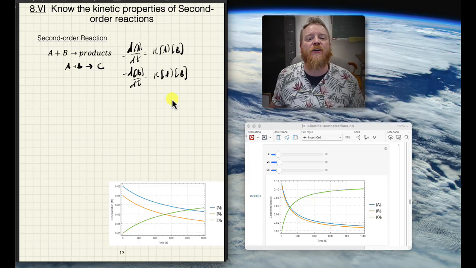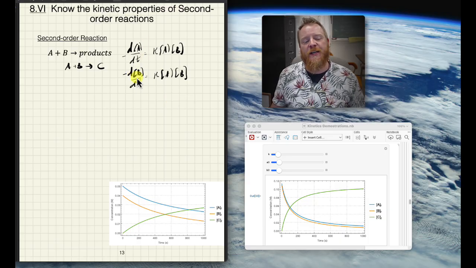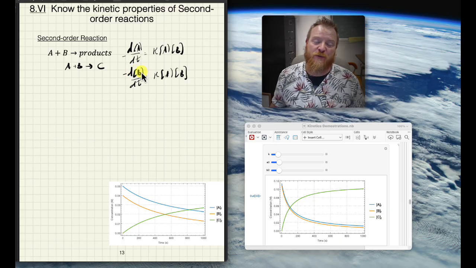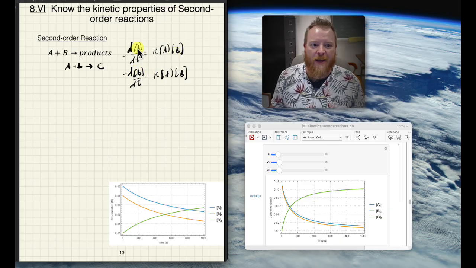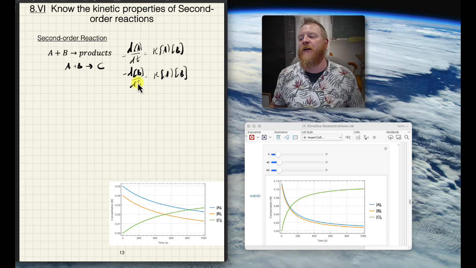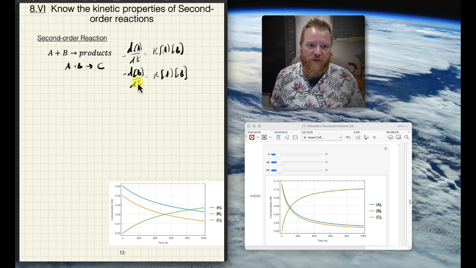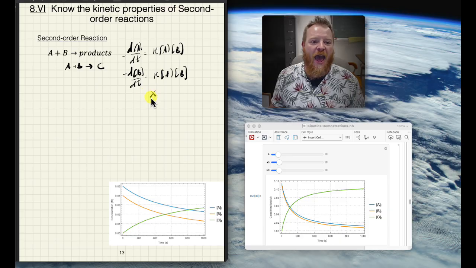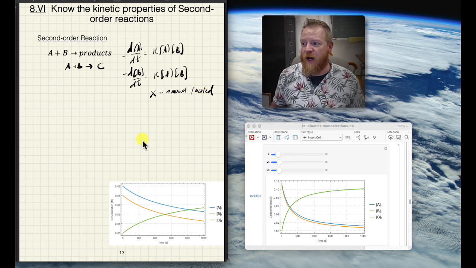However, we have to consider now, if we're using, let's say, the dB by dt, the concentration of A is not dependent on dB by dt, it's dependent on dA by dt, and vice versa, right? The concentration of B is not dependent on dA by dt, it's dependent on dB by dt. So we have to introduce a new quantity, and that new quantity will be X, which is the amount that's reacted. And we'll see why that is here shortly.